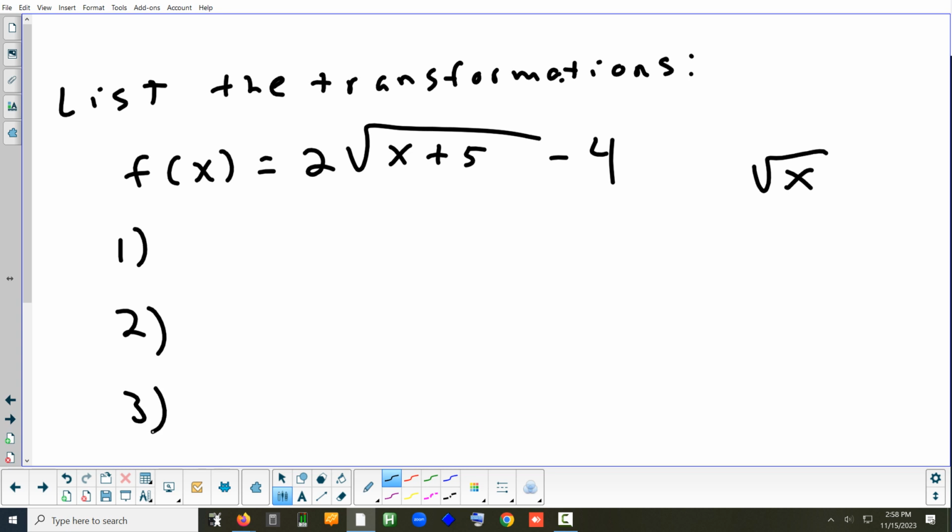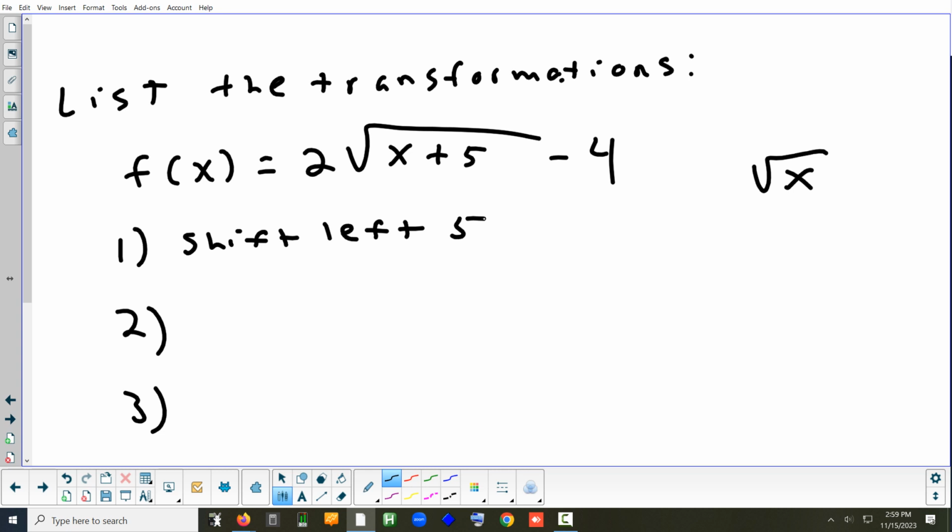So remember, when you're solving or writing the transformations, you always start out with what's inside the radical first, and then just kind of work your way out. So we're going to start with the plus 5. Do either one of you remember what the plus 5 is going to do? Shift left 5. Yeah, when you have plus, that's going to shift it left 5. So start with that. Shift left 5.